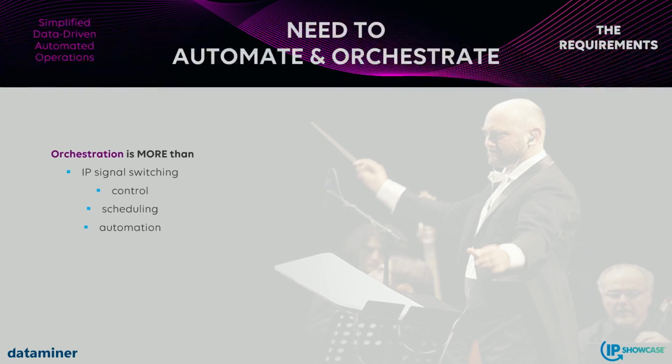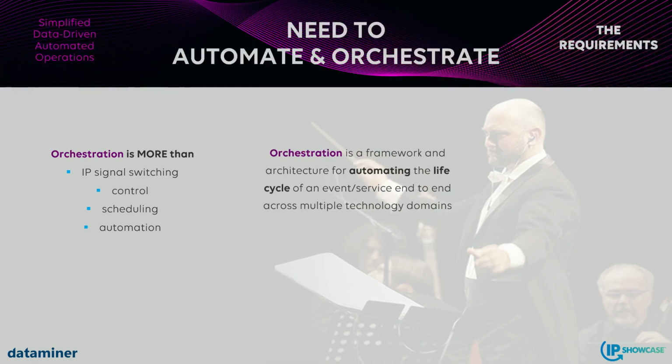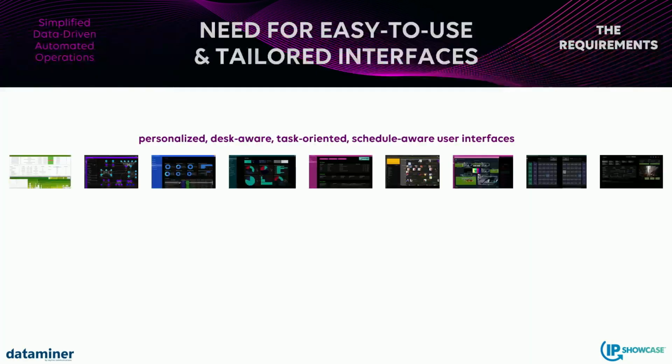Automation is not the same as orchestration. Orchestration is more than automation, more than controlling, scheduling. Orchestration is often what people think IP signal switching, but it's also more than that. Orchestration, as we define it, is a framework to automate the life cycle of an event and a service end-to-end across multiple domains, multiple technologies, and very important here, to manage and track the resources over time. Keep in mind the availability, capabilities, capacity, and only then we call it orchestration and not automation anymore. So that time awareness is a very important factor when we talk orchestration.